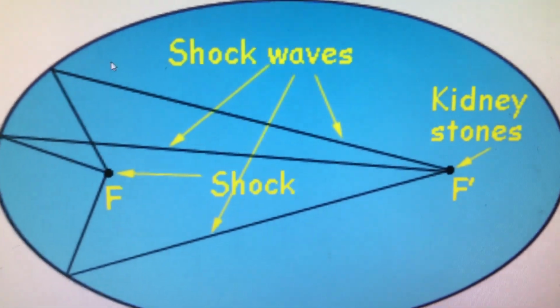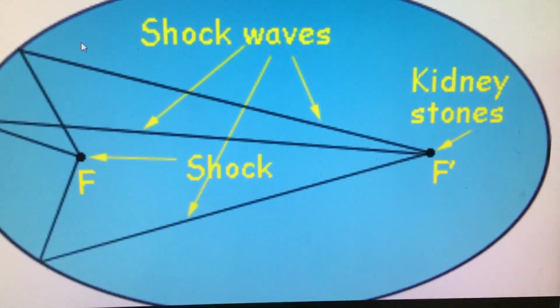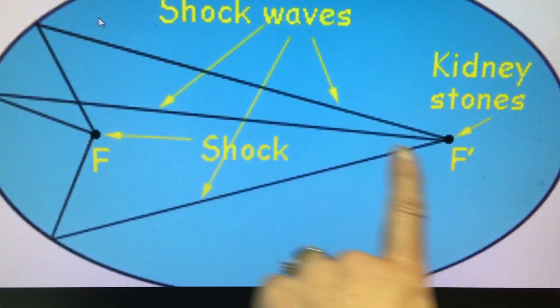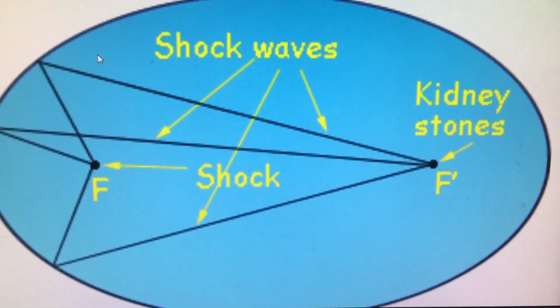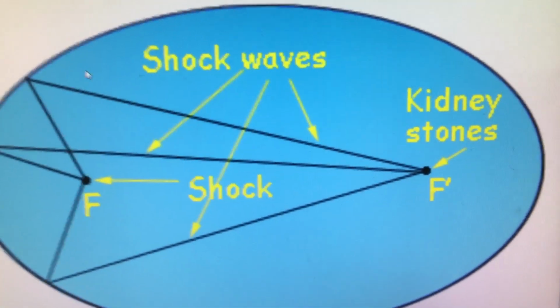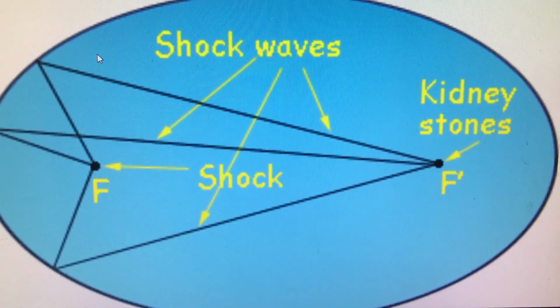And then there are some medical applications also. You can send shock waves out, and it can hit, for instance, a kidney stone. This is called an elliptometer, whatever, I'm probably saying it wrong. You can look this up if you're interested in the medical field.